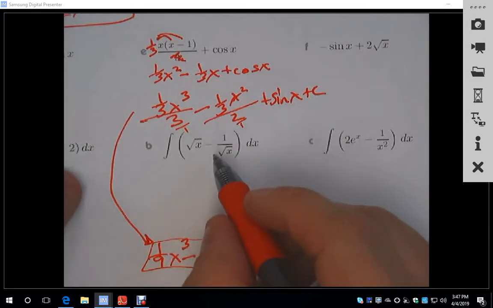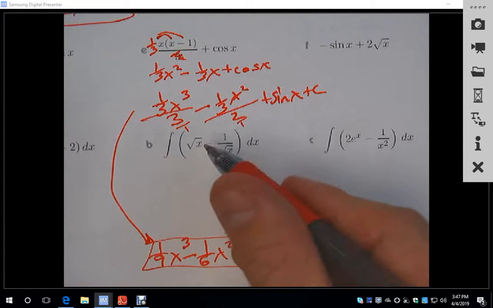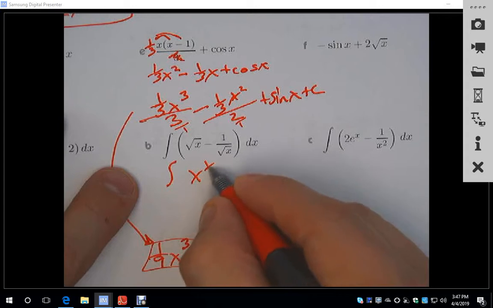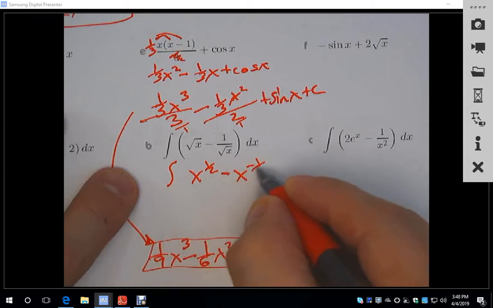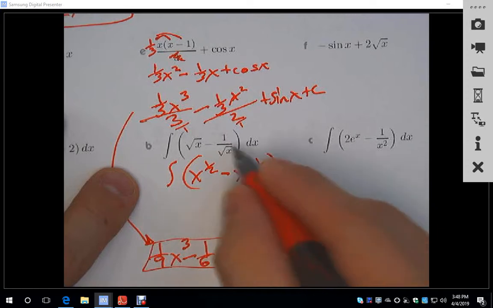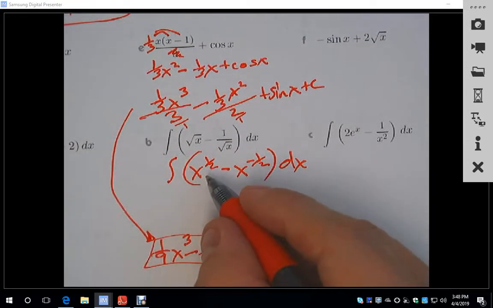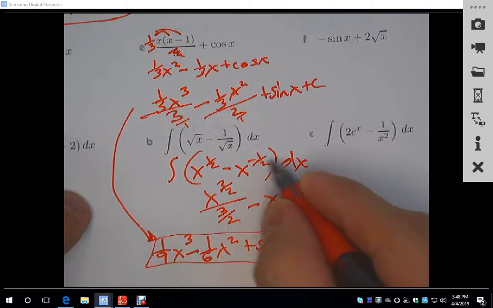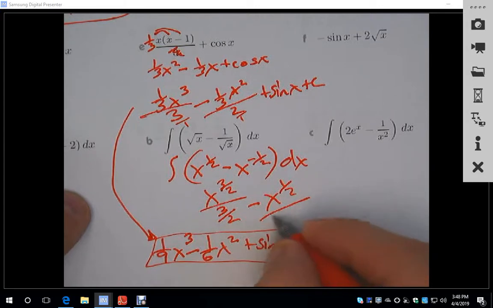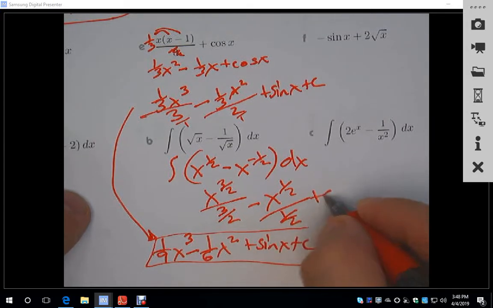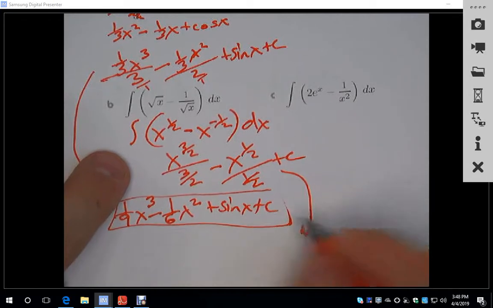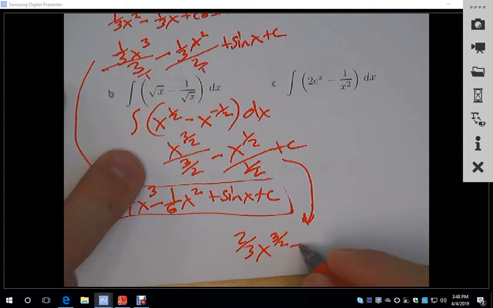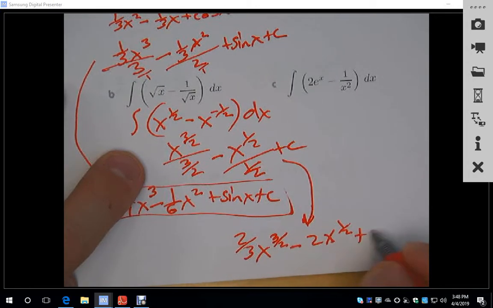So let's look at another one. Since we're down here anyway, let's just do another problem. I have the integral of x to the power of 1/2 minus x to the power of negative 1/2, because it's in the denominator, move it up, use the law of exponents. And then when we take the integral, we get x to the power of 3/2 over 3/2 minus x to the power of, add 1, that gives us 1/2 over 1/2, and then plus c. And then we'll do the inverse again, so that's going to give me 2/3 x to the power of 3/2 minus 2 times x to the power of 1/2 plus c.